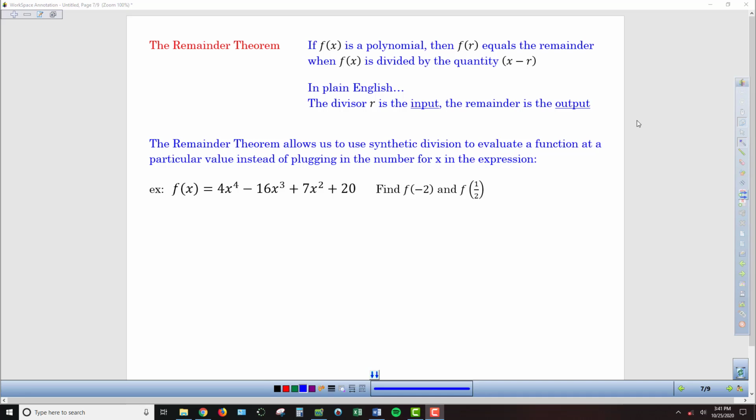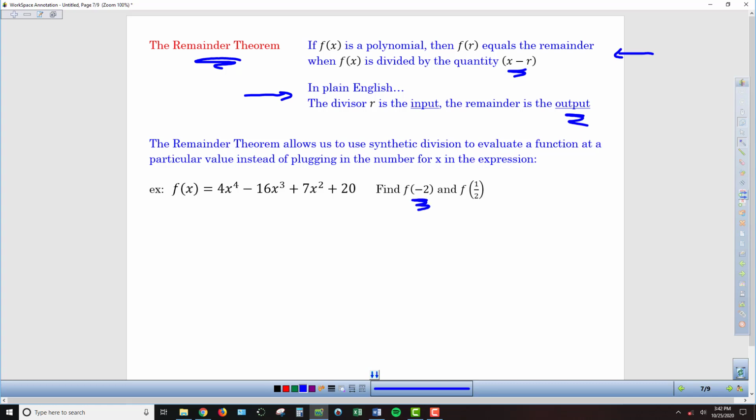Besides shortcutting long division, synthetic division offers us something else that's pretty useful. Via the remainder theorem, we have this statement that says if you have a polynomial f of x, then f of r equals the remainder when f of x is divided by x minus r. So in plain English, whatever our divisor r is, think of that as the input, the number you're plugging into the function, and whatever the remainder is, that's the output.